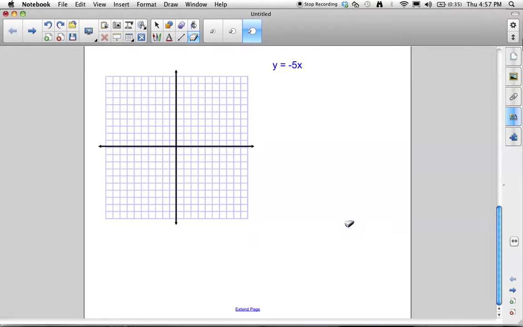Ooh, negative slope. Your slope is what's being multiplied by the x. In our case, it's -5. We need it written as a fraction so that we have rise and run. What's always underneath the whole number is 1.